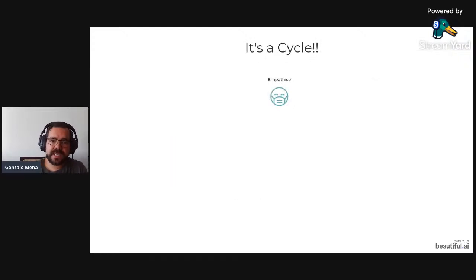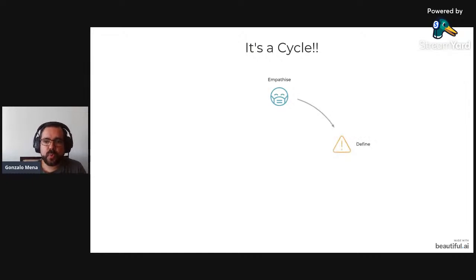Remember that this is a cycle. We first get to know the people who are having the problem, and we understand the problem, not what we have in our heads about the problem. This is not about my experience of the problem. It's about what the people who are actually having the problem are feeling. We'll dig deeper into that a little bit later.